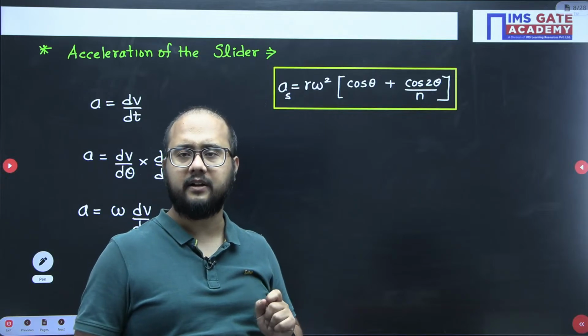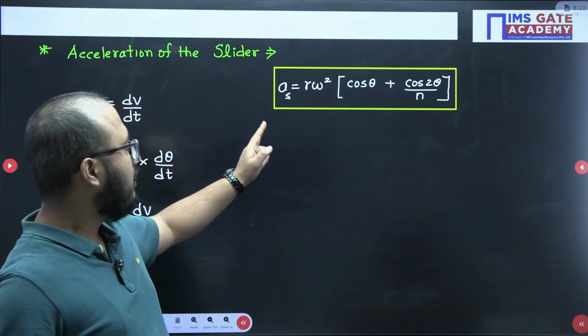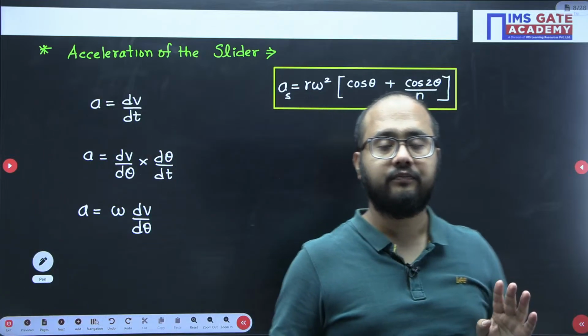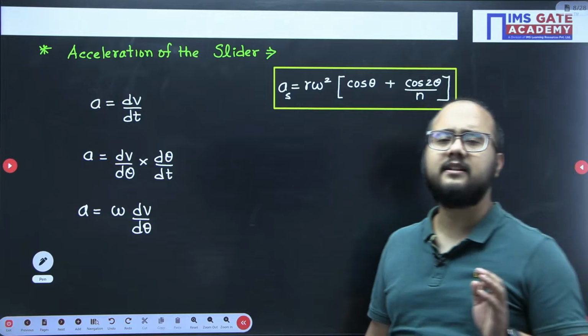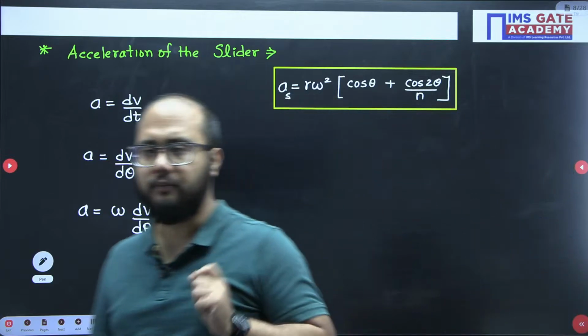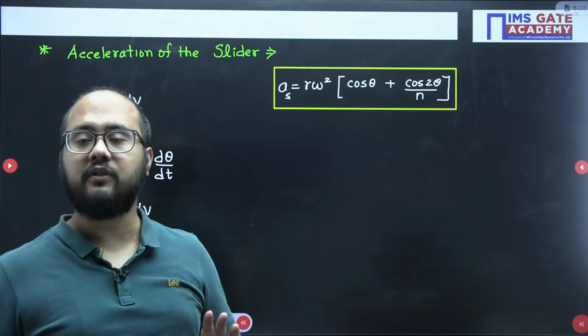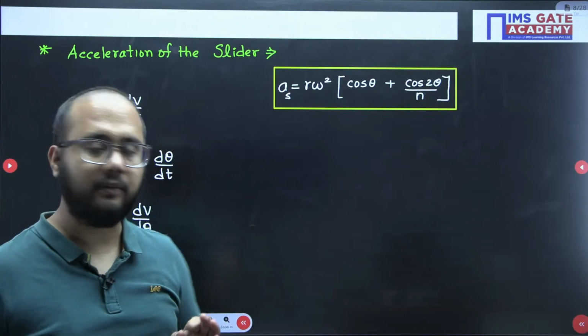Very, very important part, right? So dead centers velocity is 0, right? At dead center velocity is 0, fine, but at dead center acceleration is going to be what? Maximum. This point you should remember.